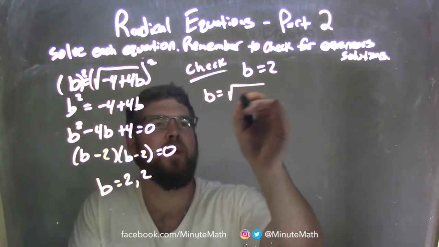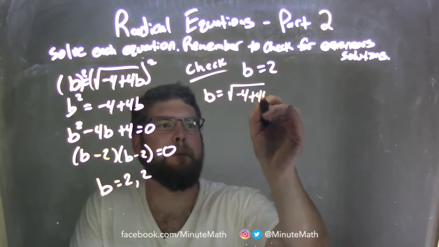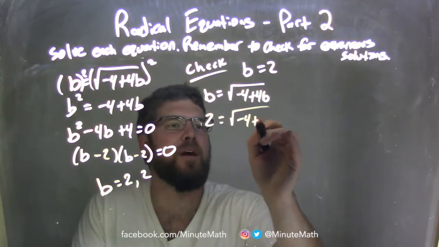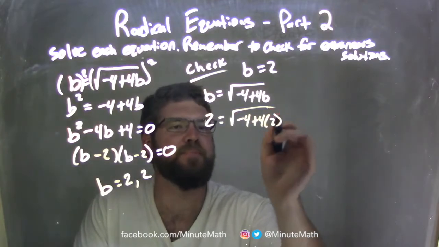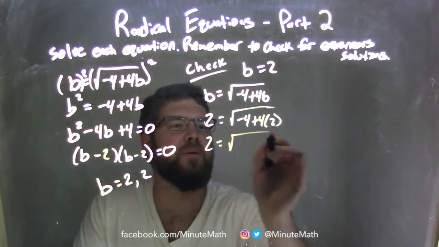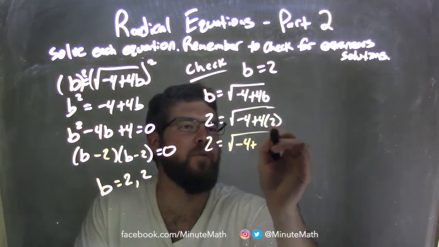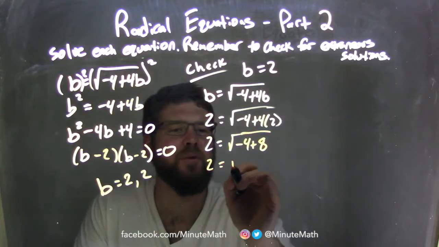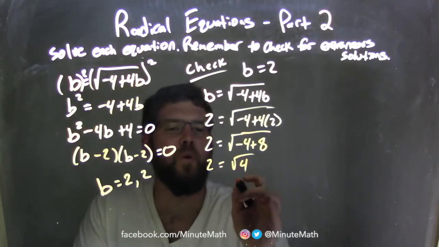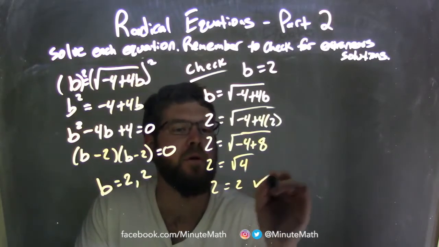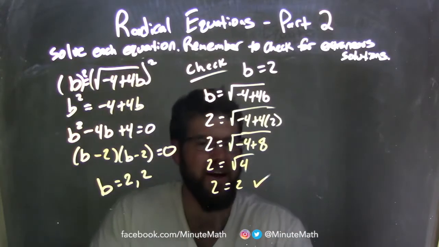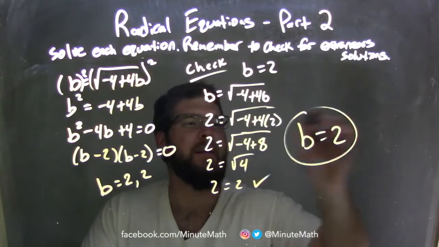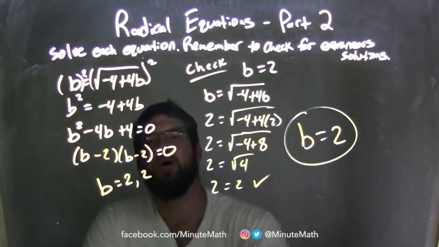b equals the square root of negative 4 plus 4b. Let's plug a 2 in for b. We have negative 4 plus 4 times 2. Simplify: 4 times 2 is 8, and negative 4 plus 8 is positive 4. So 2 equals the square root of 4, and the square root of 4 is 2. Left and right-hand sides are equal. Great, 2 is a true solution, so I only need to write it once. b equals 2 is my only solution here.